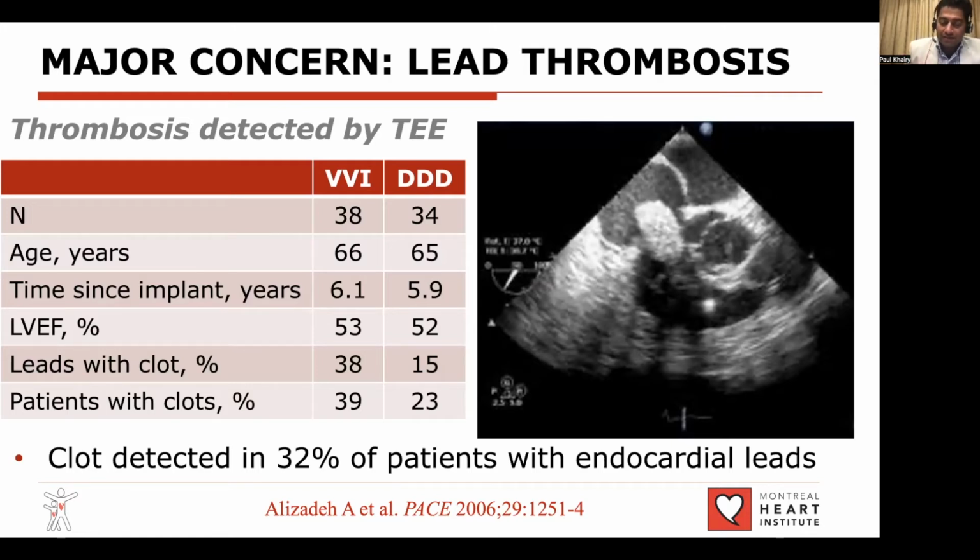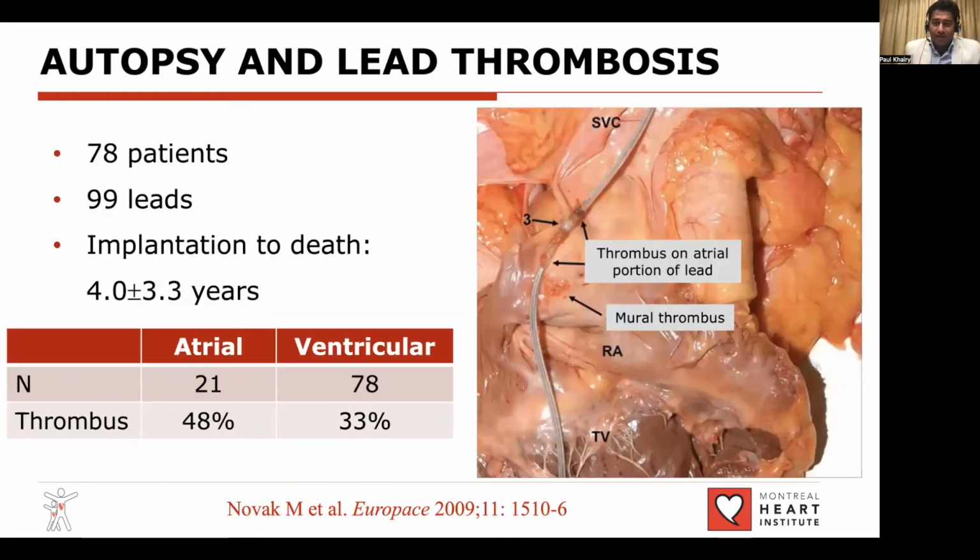Now, if you look at the autopsy series, the situation looks even worse here, with 48% of atrial leads having thrombus and 33% of ventricular leads having thrombus. And the most common site for thrombosis is in the atrium, and that's even true for ventricular leads. So it's that portion of the lead that traverses the atrium before going across the tricuspid valve. Why? Because the atrium is a lower flow, higher stasis chamber.